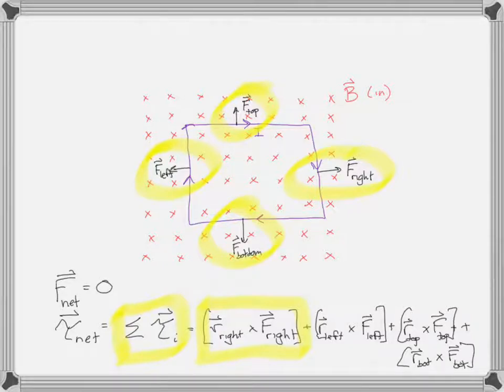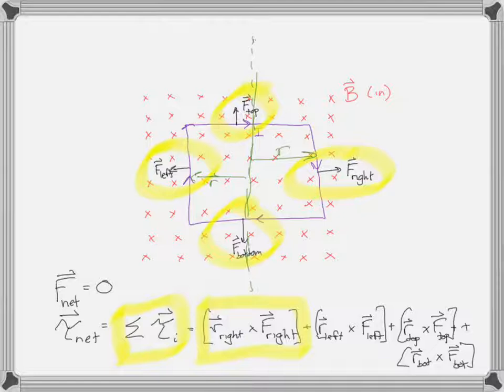Now, what axis of rotation will we use? Because it's not rotating, it actually doesn't matter. This is an equilibrium problem. But let's say, for example, I take the axis of rotation through the center, going up and down. That means the radius vector for the force on the right is there, the radius vector for the force on the left is there, and there is no radius vector for the force on the bottom and the top.